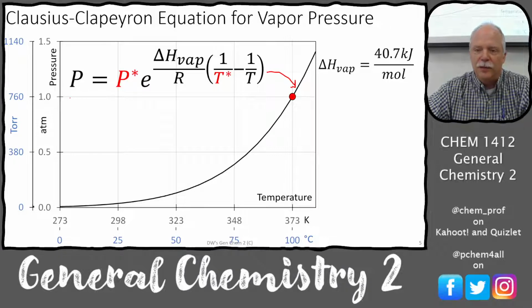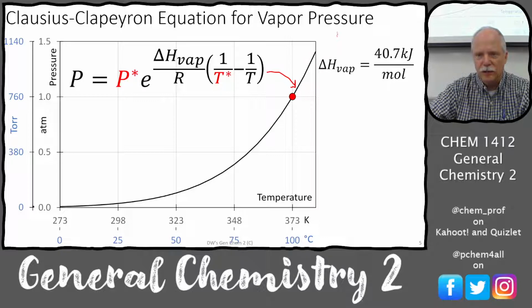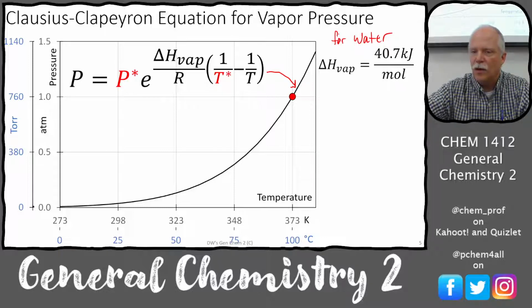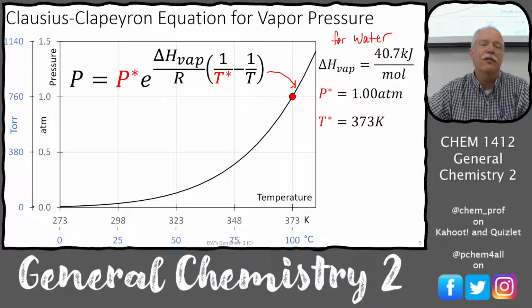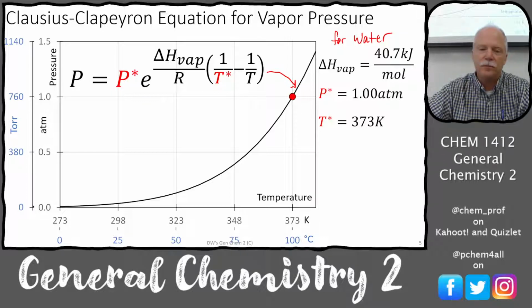Now, delta H of vaporization for water. Nowhere on here does it say for water. It's 40.7 thousand joules per mole. So it's a lot of joules. And then the pressure is 1 atmosphere and the temperature is 373 Kelvin. Just like in PV equals nRT, we have to use Kelvin for all of these temperatures. So those are P star and T star.